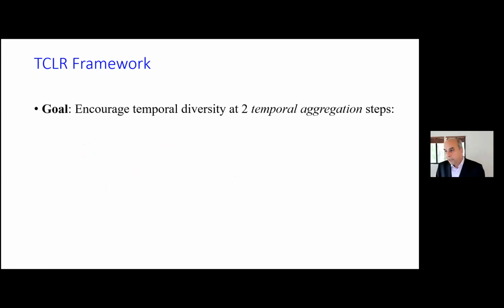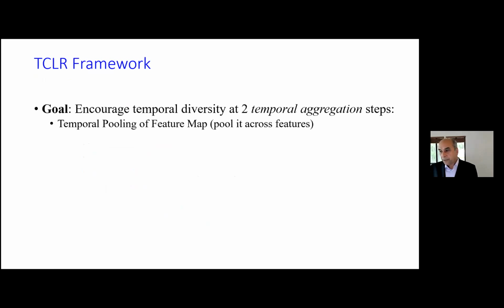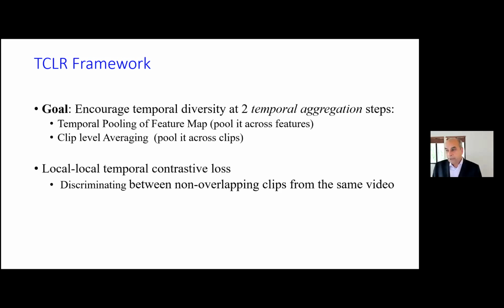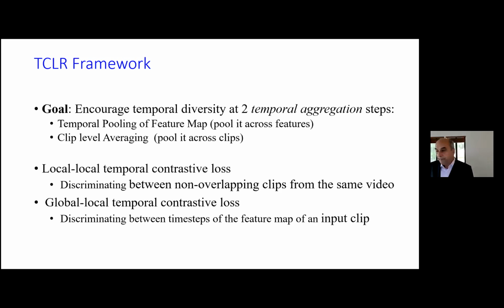So therefore, our framework is that we want to encourage temporal diversity at two temporal aggregations. One is the temporal pooling of the feature map, so we want to pool across features, and then we want to do clip-level averaging, which pools across clips. For that, we introduced two new losses: the local temporal contrastive loss, which will discriminate between non-overlapping clips from the same video, and the global-local temporal contrastive loss, which will discriminate between time steps of the feature map of the input clips.